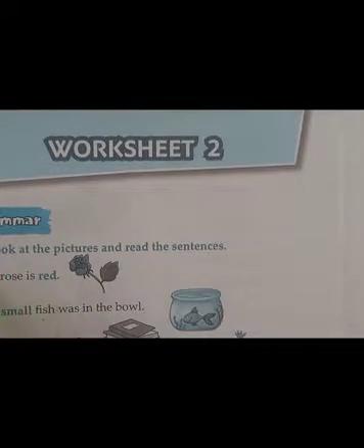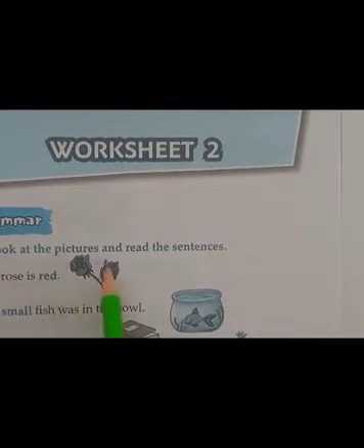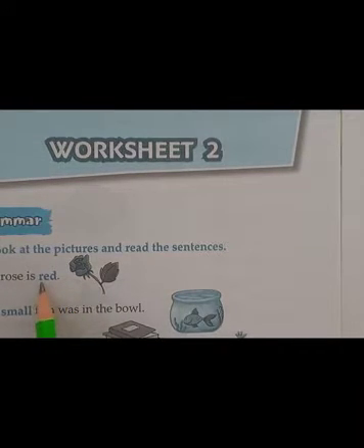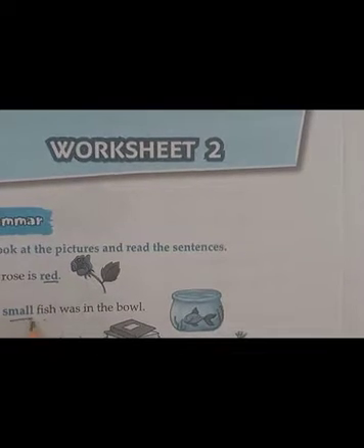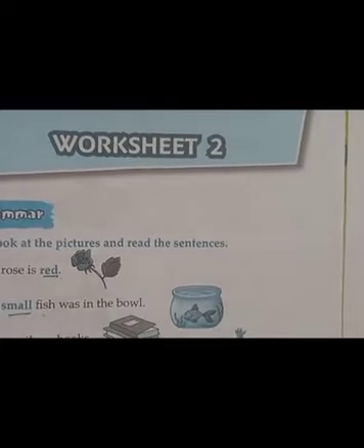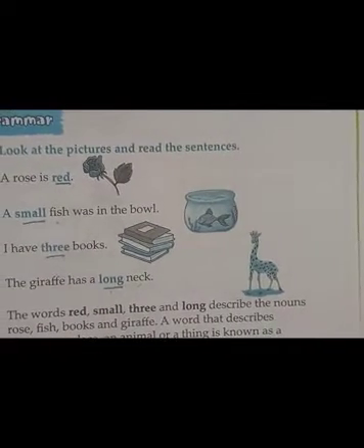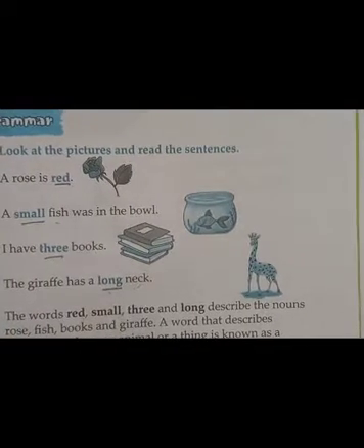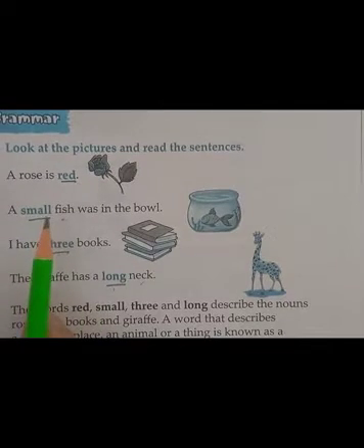Okay, grammar. B1. Look at the pictures and read the sentences. A rose is red. A small fish was in the bowl. I have 3 books. The giraffe has a long neck. So, children, these highlighted words, red, small, 3, long. What are they? They are describing words. We have learned this in our MCB English book also. Describing words we have learned before.